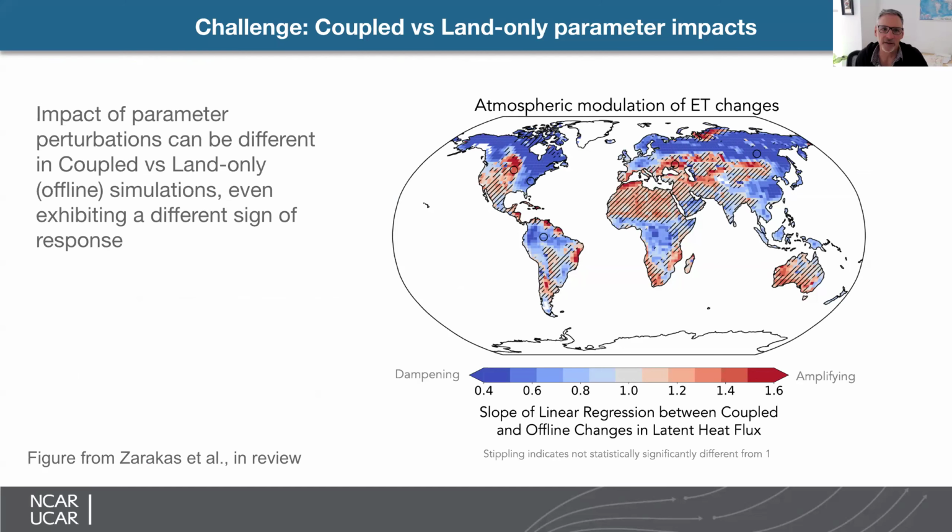Another challenge is that parameter responses are not the same in coupled simulations with an atmosphere versus land-only. The impact of these perturbations can be different, even exhibiting a different sign of response. On the right is a figure from a paper reviewed by Claire Zarakas that shows the atmospheric modulation of changes in ET due to a parametric change. Anywhere it's dark blue or dark red, when you put it into the atmosphere model, the atmosphere is strongly modulating the impact of that parameter change. In the case of the blue, it's dampening the impact. In the case of red, it's amplifying the impact. So that's a pretty big challenge, which is hard to know how to address.